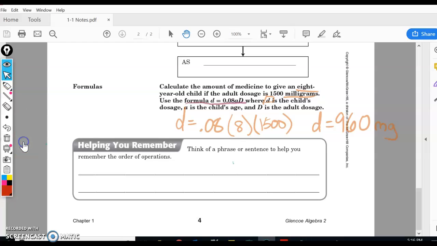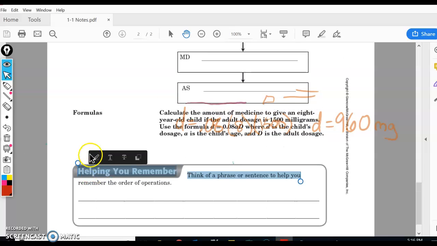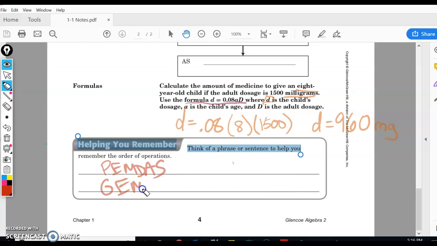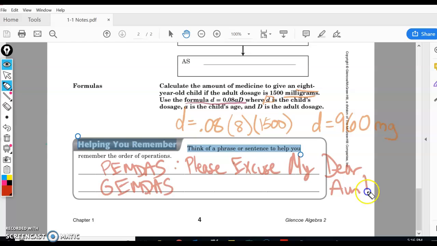Lastly, think of a phrase to help you remember, either PEMDAS or GEMDAS. Think of an acronym. Probably the most popular one for PEMDAS is please excuse my dear Aunt Sally. Trying to be creative with this, see what you could get. I know there's some really funny ones out there. Write down what questions you have on this topic and see everybody next time.